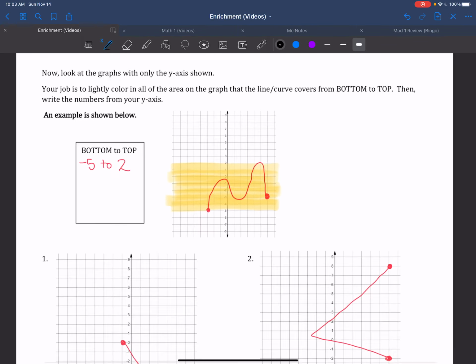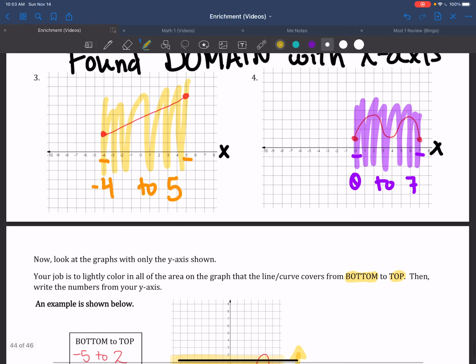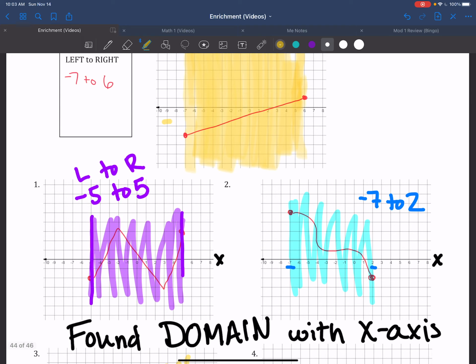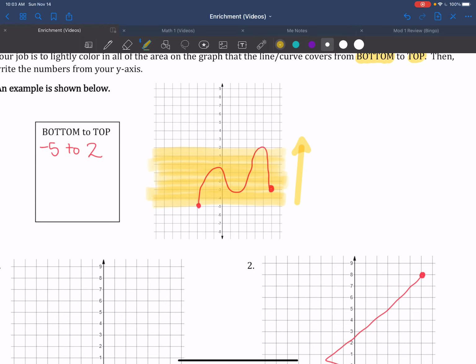And this is graphs with just the y-axis shown. So again, we're going to lightly color in, but this time we're going to go from the bottom to the top, right? Because again, look in here, we go from negative to positive numbers. And I say again because that's technically what we did last time. When you go from left to right, you go from negative to positive numbers. You go from the smaller side all the way to the bigger side. And that's how the y-axis goes too, except this time it's from bottom to top. Smaller numbers are on the bottom, larger numbers are at the top.